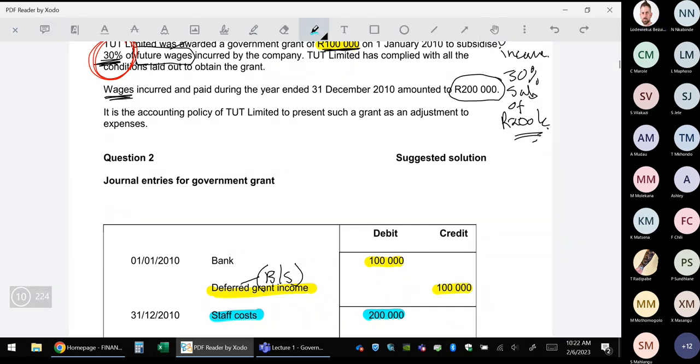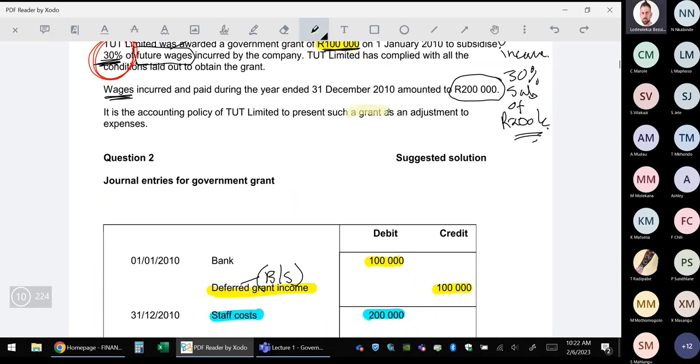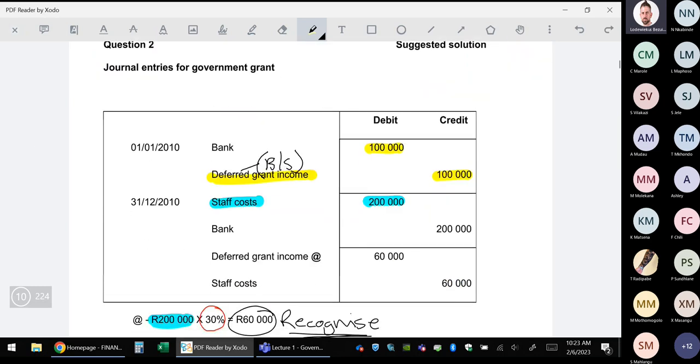because the question said represent the grant as an adjustment of the expense. Remember, if it's income based, I can either offset the grant income against the expense or show it as other income. So here it says we offset it against the expense. So that's why staff cost is credited. So I will make the staff cost less with 60,000. And deferred grant income is debited with the 60.